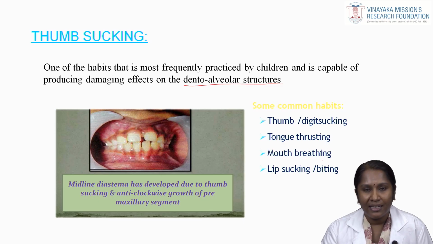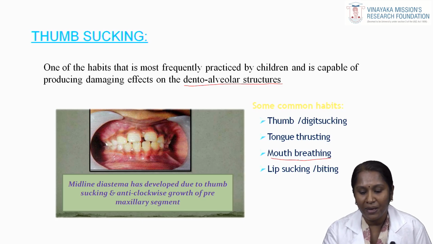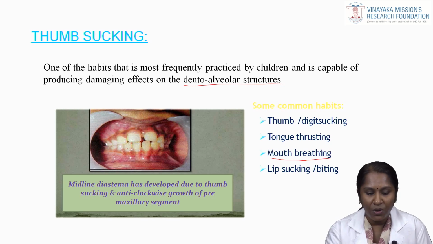Students, once the kids develop that habit, it is followed by tongue thrusting, where the tongue is protruded against the upper and lower anterior teeth. Then the kids develop mouth breathing habits, followed by proclination of the upper teeth. A lip trap will happen, so lip sucking or biting occurs. In this period we need to do interceptive orthodontics. In this picture you can see a midline diastema that has developed due to thumb sucking, and there is anticlockwise growth of the maxillary segment.